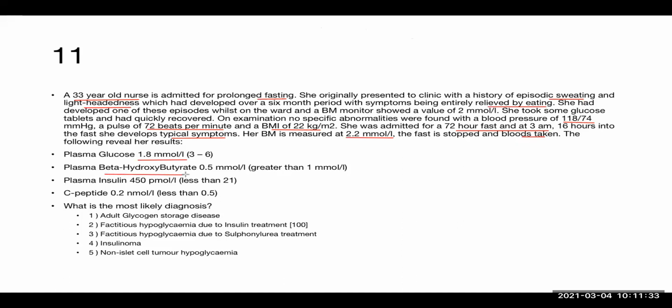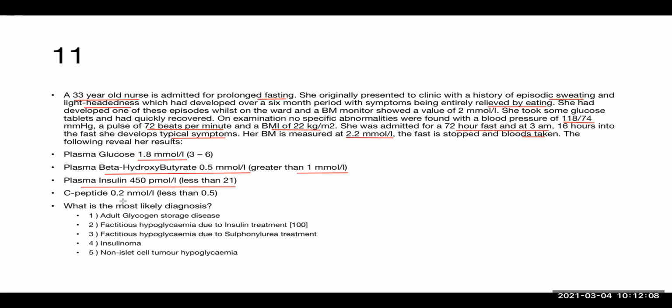Now see there. Plasma beta hydroxybutyrate is 0.5 millimole per liter, and it has to be greater than 1 millimole per liter. Now it is less actually, so it doesn't bother us much if it is less. If it is high, then it bothers us. Plasma insulin is 450. Normal is less than 21. So from where is this insulin coming at such a high level? That's the question you need to answer. Why does this lady have such a high level of insulin?